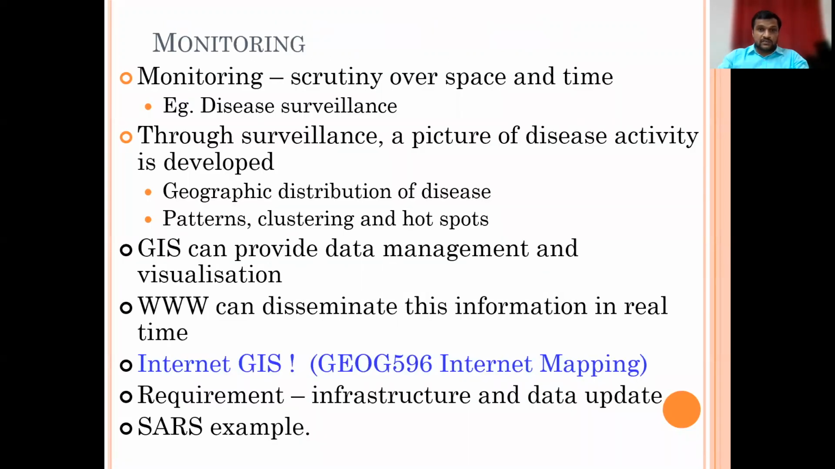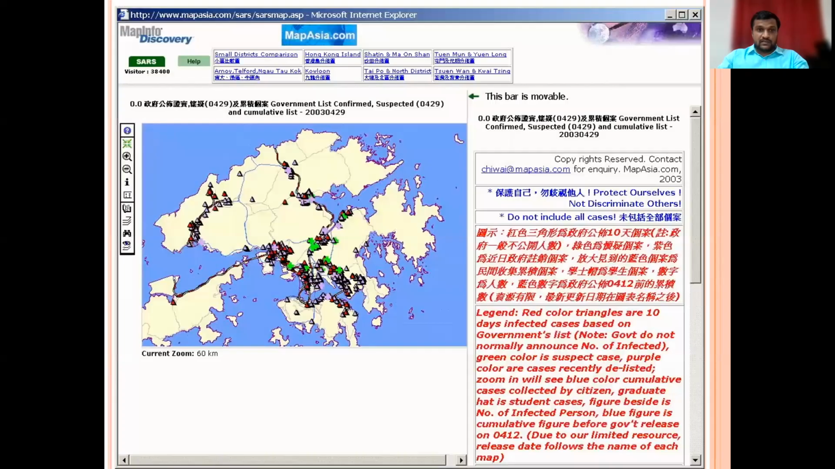We can easily monitor the spreading of any disease, like disease surveillance. Through this surveillance, we can have a picture of disease activity, and GIS can provide data management and visualization that can be disseminated in real time using internet GIS. This is how we can publish and share our spatial data sets provided by the GIS approach over the internet, over a website. That can be done using web-based GIS services.